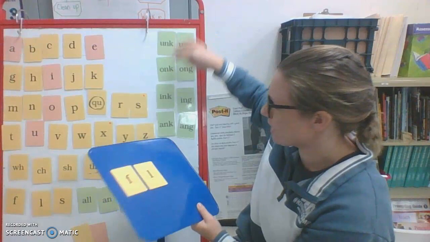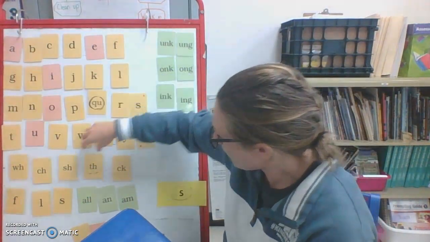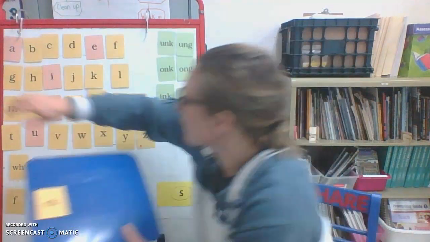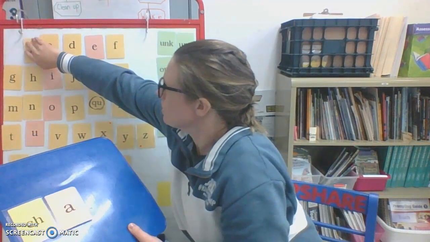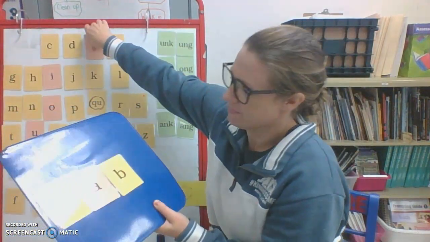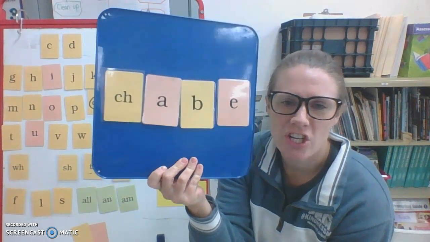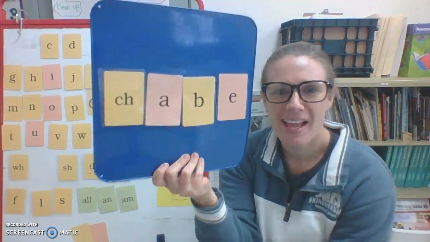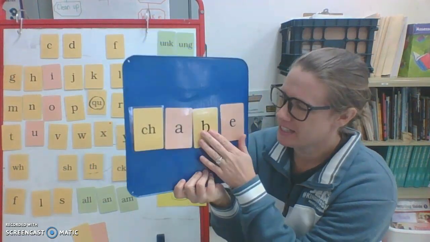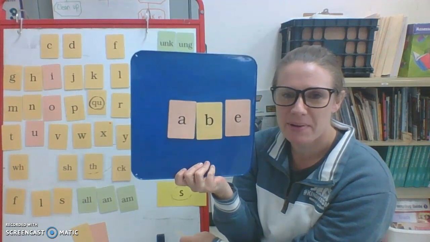All right, let's make another silly word. How about I put a digraph in there and a vowel, consonant, E. All right, what does this say? Ch-abe, chabe. That's a really silly word. I want everybody to go ahead and build ABE on your board. Abe.